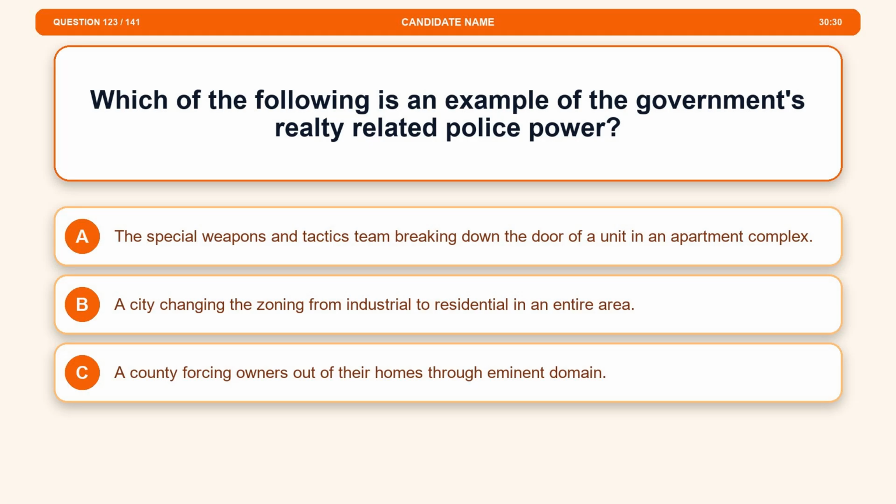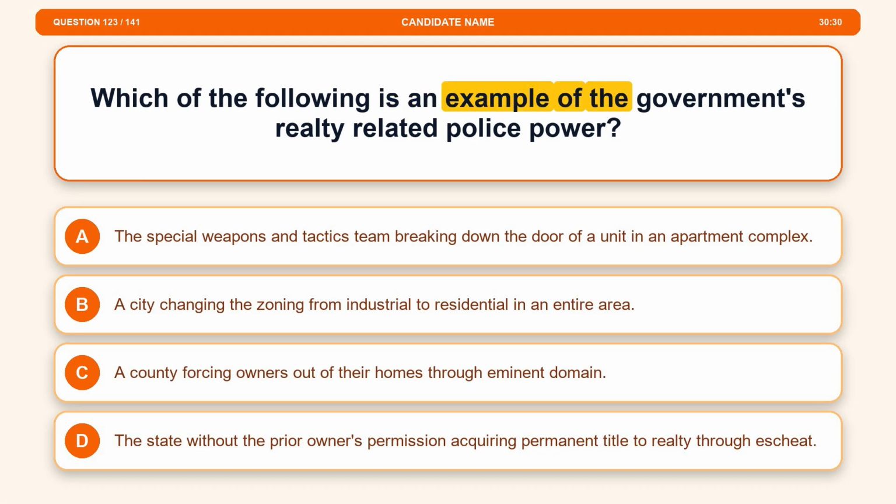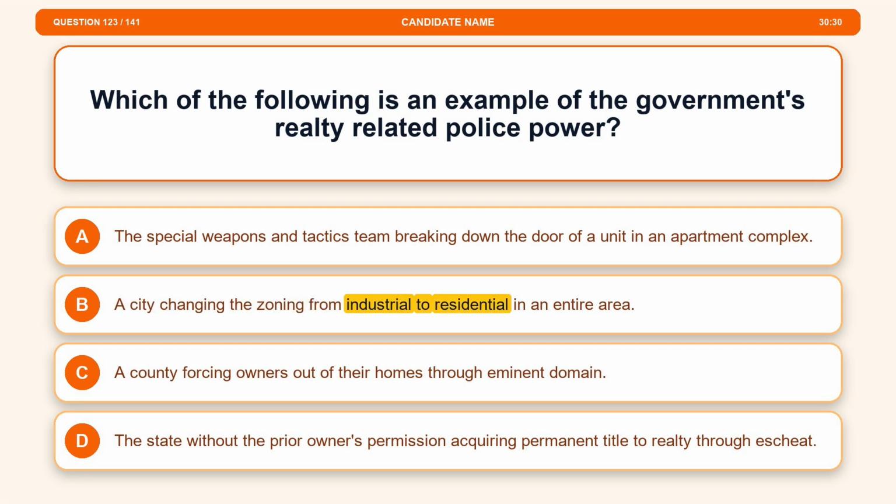Question 123. Which of the following is an example of the government's realty-related police power? Option A, the Special Weapons and Tactics Team breaking down the door of a unit in an apartment complex. Option B, a city changing the zoning from industrial to residential in an entire area. Option C, the county forcing owners out of their homes through eminent domain. Option D, the state without the prior owner's permission acquiring permanent title to realty through escheat.